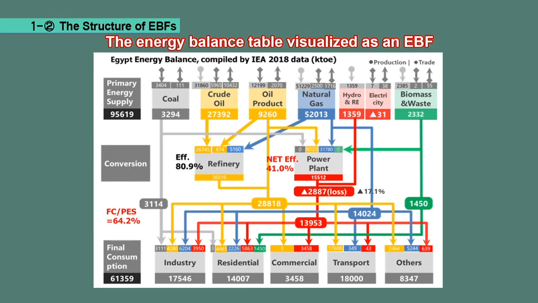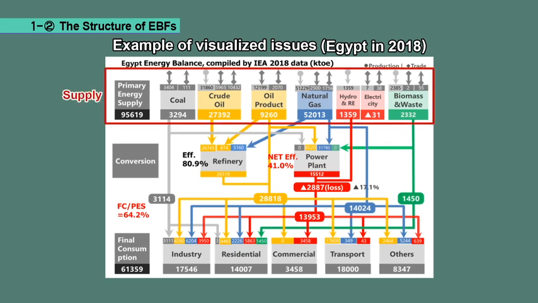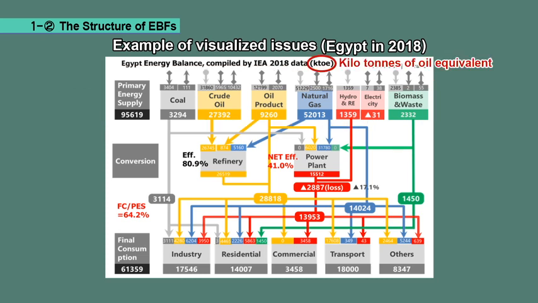In addition, this EBF also shows conversion losses and other issues, as well as the types of energy that the country depends on. Let's use the example of Egypt to understand how to interpret an EBF. The top part shows energy supply. The unit is kilotons of oil equivalent, or KTOE.